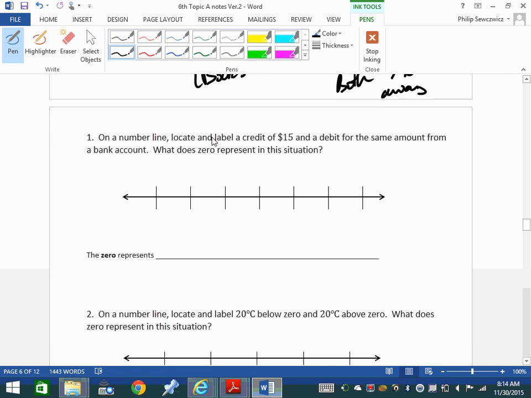All right, so we got a number line. Locate and label a credit of 15 in the debit. A credit: if someone credits your account, that means you are getting the money. If they debit it, it's going to take it away.